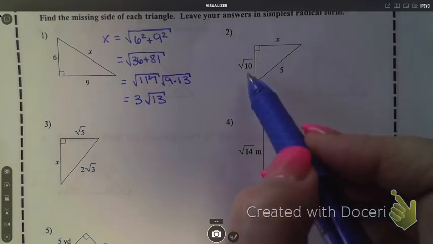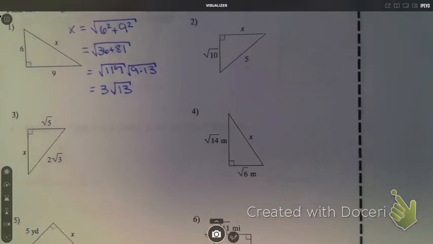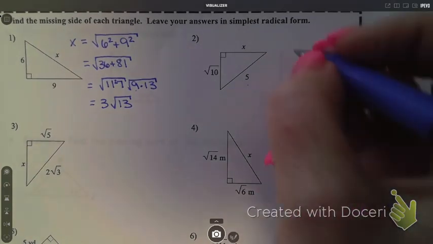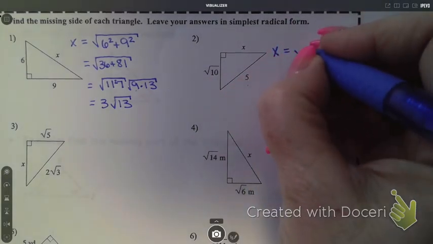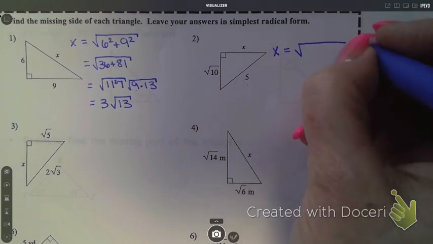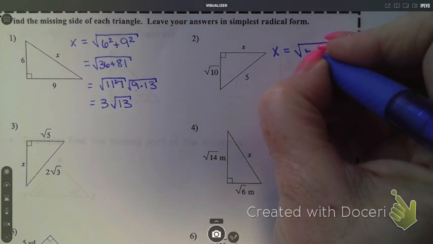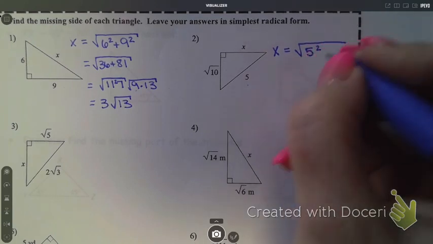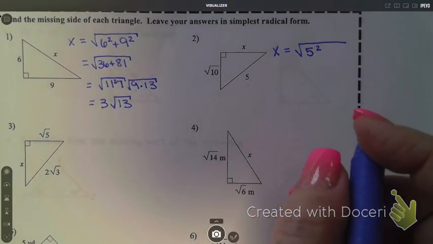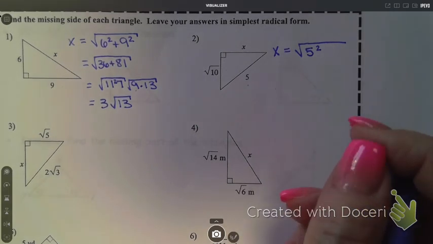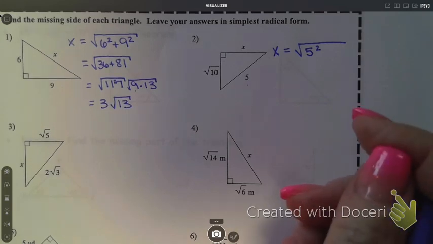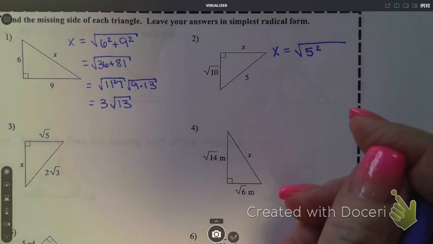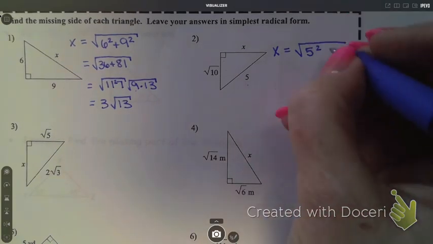So I have x, square root of 10, and 5. Am I looking for a leg or hypotenuse? Leg. So am I going to add or subtract? Subtract. Okay, the square root of hypotenuse first. What's the hypotenuse? 5. Now, I have a question for you. So it's 5 squared. I've had people argue with me that the square root of 10 is bigger than 5. Is it? No. Because 5 is the square root of 25, right? There is no way 10 is bigger than 5, is it? Okay, so now add or subtract?